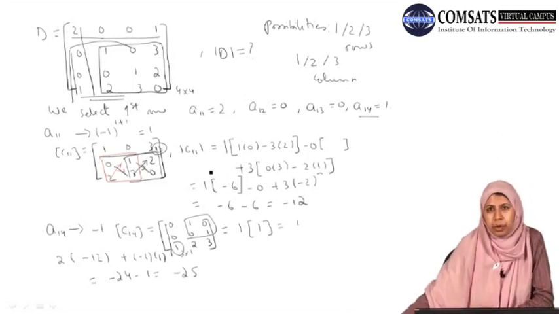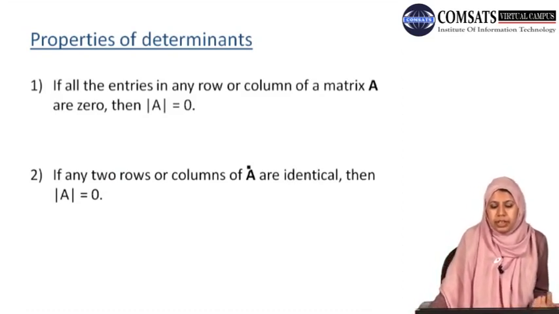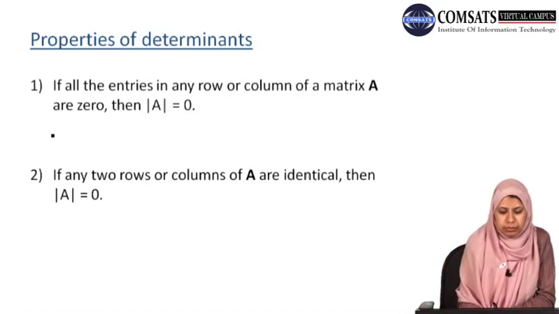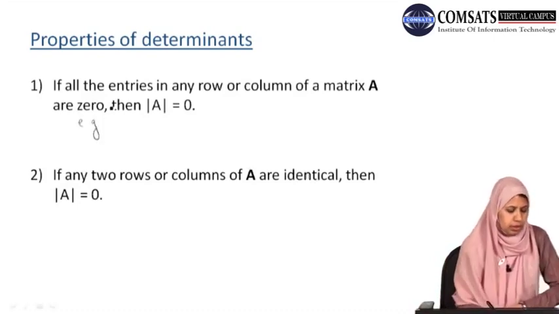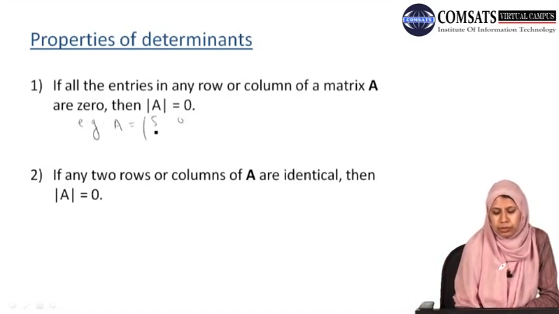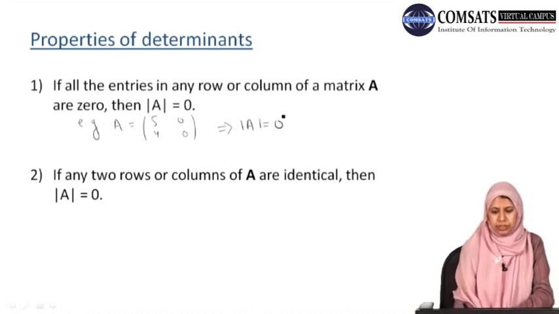Now we will look at some properties of determinants. The first property: if all the entries in any row or column of a matrix are 0, then the determinant of the matrix is 0. For example, if we have a matrix A with entries 5 0 4 0, then this matrix has a second column with all entries 0. So this implies that the determinant of this matrix will be 0.